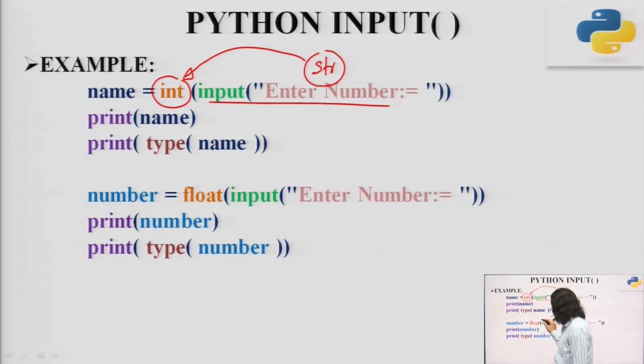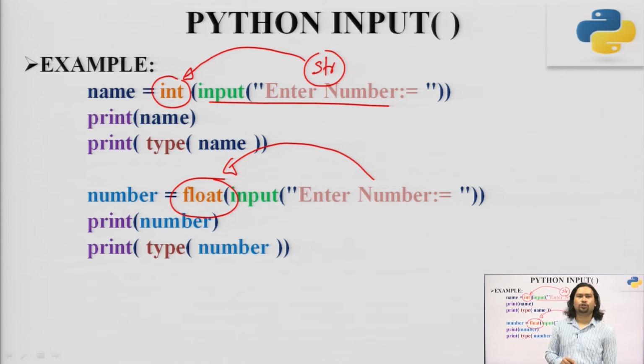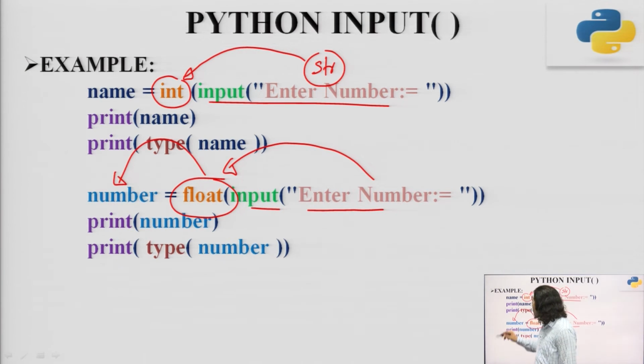Similarly, in number, if you want a float data type, that means you are going to take the help of the float constructor in order to convert the data type. So, here you read this statement as: we take the input from the user, followed by the constructor function float. Only then is it going to put the data into number.